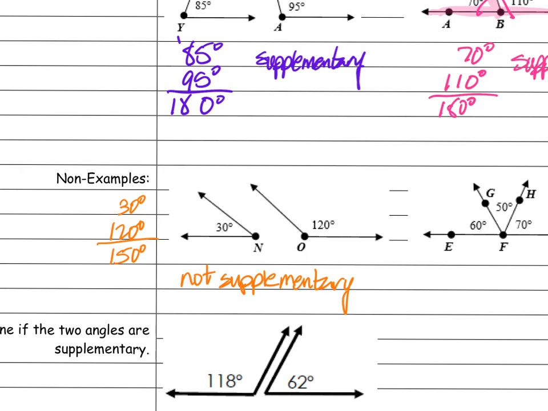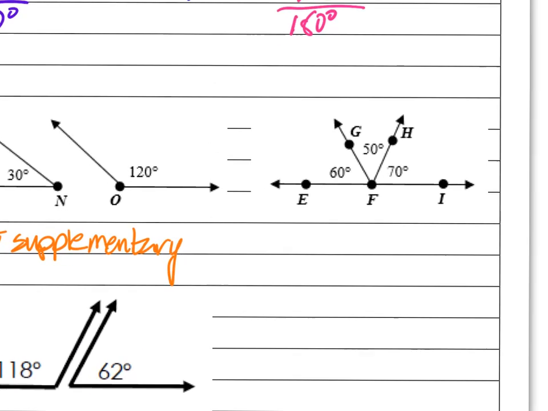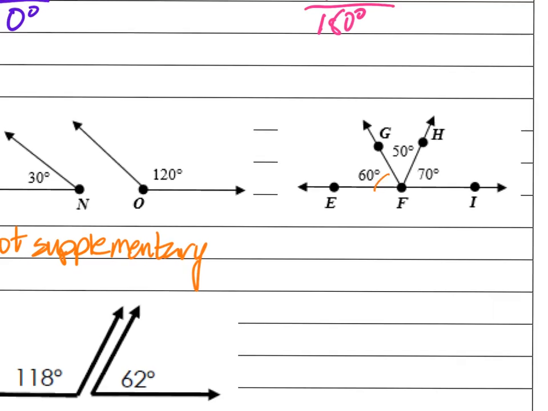Okay, so the other non-example is, yes, it forms a line, right? But how many angles are there? There's three. I have three angles, 60 degrees, 50 degrees, and 70 degrees, and yes, it forms a 180 degree line, but it takes three of them, again, not two, three. So supplementary is defined by two angles that form a 180 degree line. By themselves, these do not, so it's not supplementary.